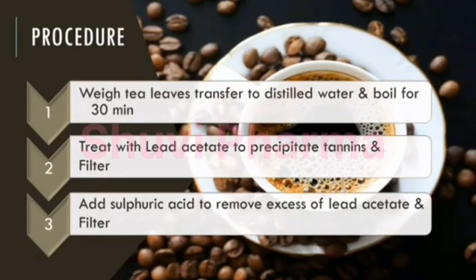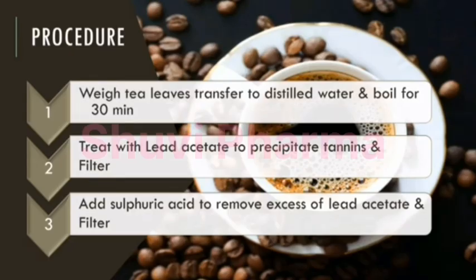First we have to weigh the tea leaves and transfer them to distilled water, and boil that for about 30 minutes. The leaves are taken into a beaker, distilled water is added, and it is kept over the tripod stand, which contains a wire gauze over it and a burner below it, and allowed to boil for 30 minutes.